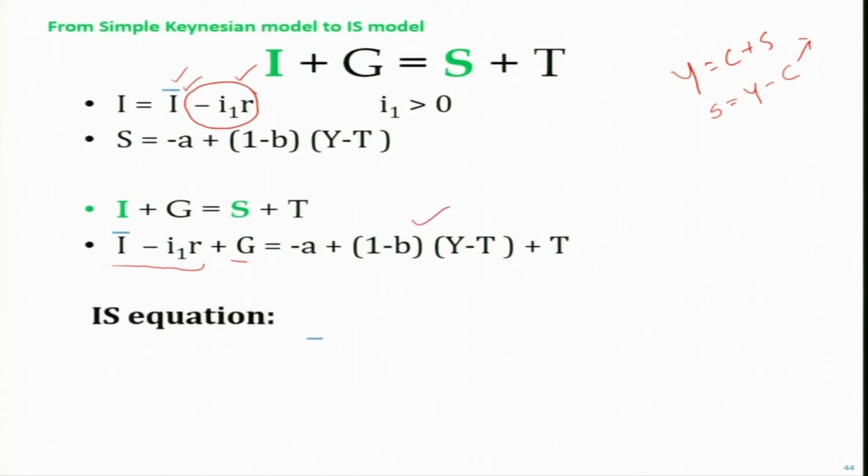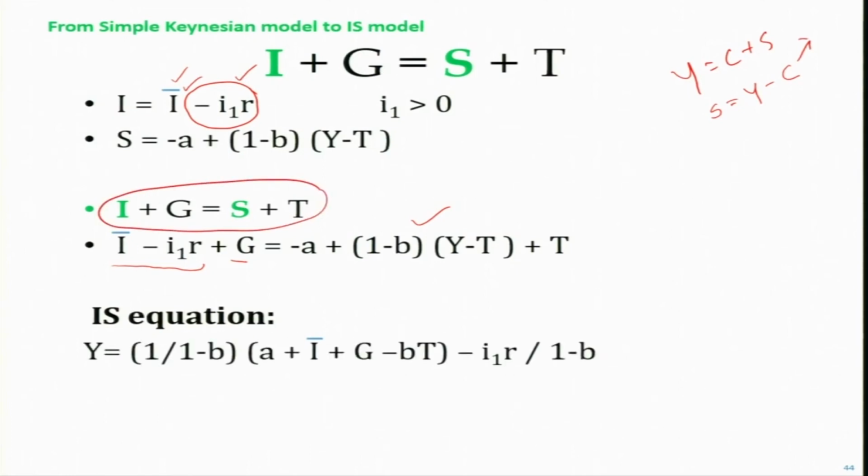Then finally, for the IS equation, the necessary condition is that I plus g should be equal to s plus t. We can rewrite the IS equation as y is equal to 1 by 1 minus b times (a plus I bar plus g minus bt minus I1 r), that is, divided by 1 minus b. So this is the IS equation that we derived. We are just adding this component, that means we are bringing the money market also into the picture: not only the autonomous component of investment, but also the interest rate induced component.